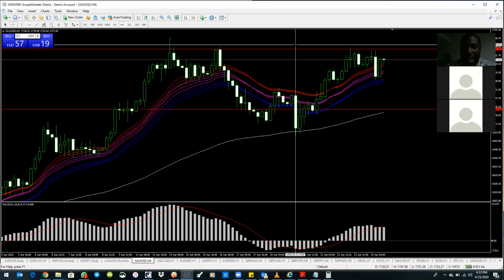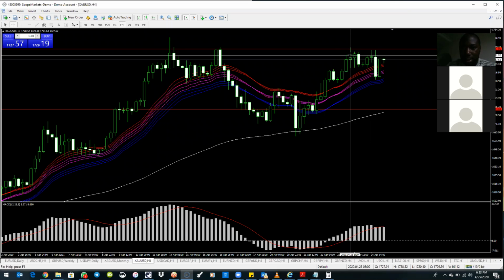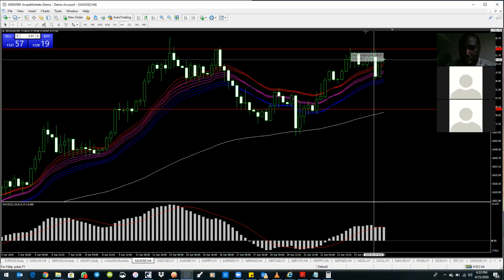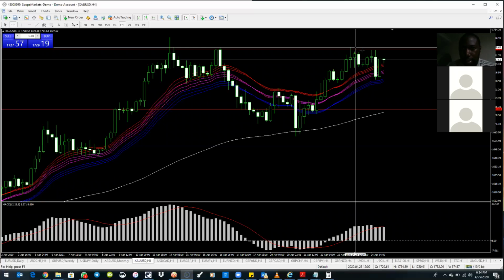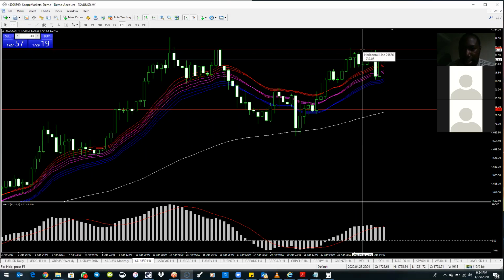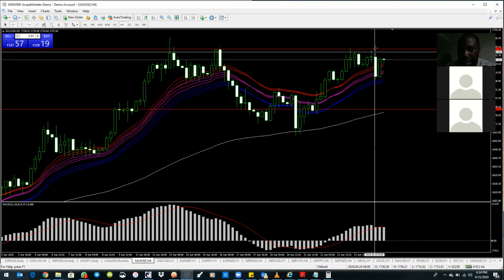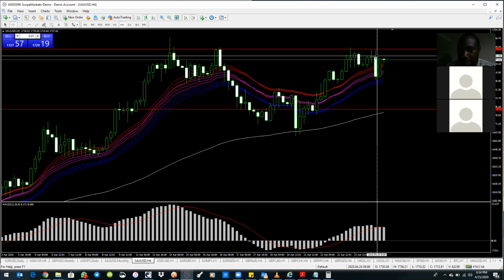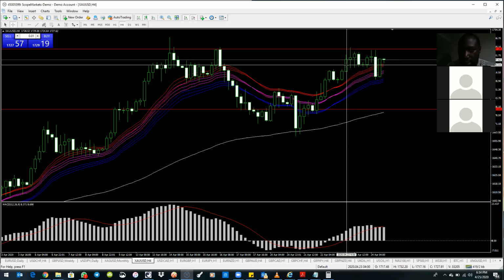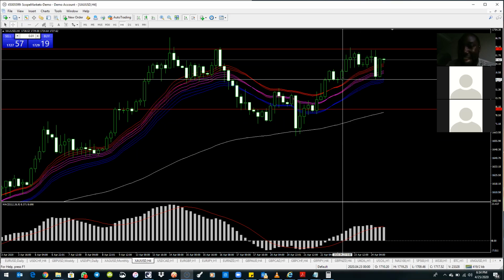We can see that at this resistance, there's a spinning top here. You can see that there's a hanging man. You can see there's an evening star. You can see that there's another spinning top, followed by a bearish engulfing candle. You can see that this candle takes out 1, 2, 3, 4, 5, 6, 7, 8, 9. It takes out the last 9 candles.